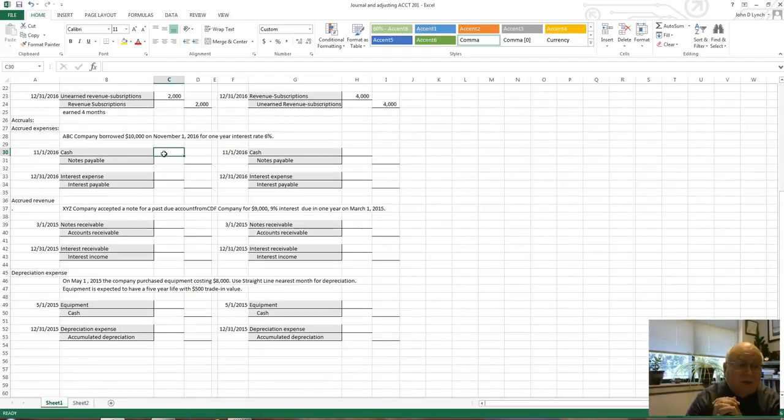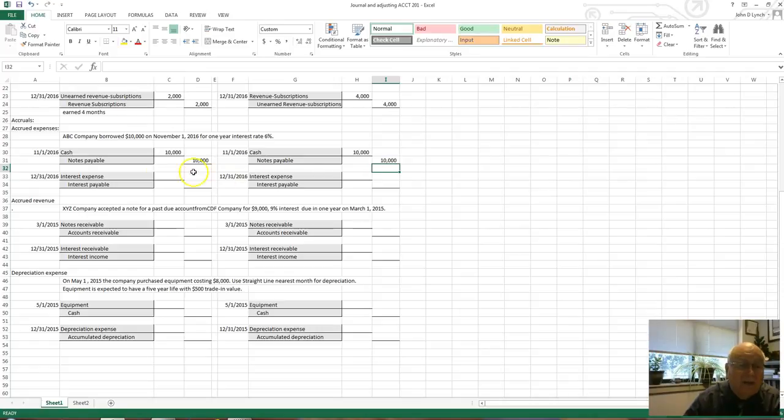Okay, so for accruals, accrued expenses, this is when you haven't paid the expense yet because it's basically not due yet. In this example, ABC company borrowed $10,000 on November 1st for 1 year, and the interest rate is 6%. So we initially have cash of $10,000 and notes payable of $10,000. And this side is going to be the exact same thing.